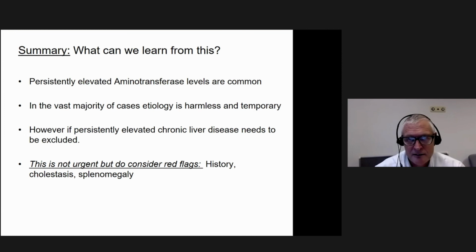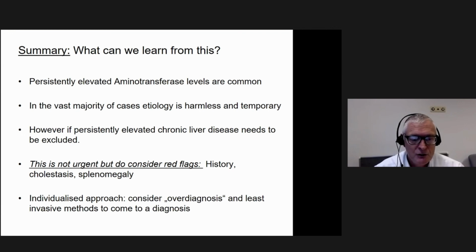Consider your red flags. Is there anything that worries you? And then do it quickly. Otherwise, you have time. Do an individualized approach. There's no standard recipe how to avoid overdiagnosis, but just be conscious that this is well described these days, and try to leave your invasive diagnostic tests towards the end.